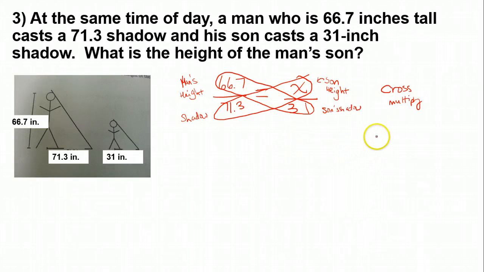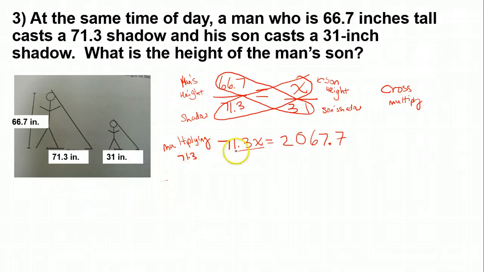Since you can't really use a calculator, I'll make sure to do the computations here, but that would be 71.3x. If I multiply 66.7 times 31, I'll get 2067.7. So right now I'm multiplying x by 71.3. What's the opposite of multiplying by 71.3? Dividing, right? So I'm going to divide each side by 71.3.